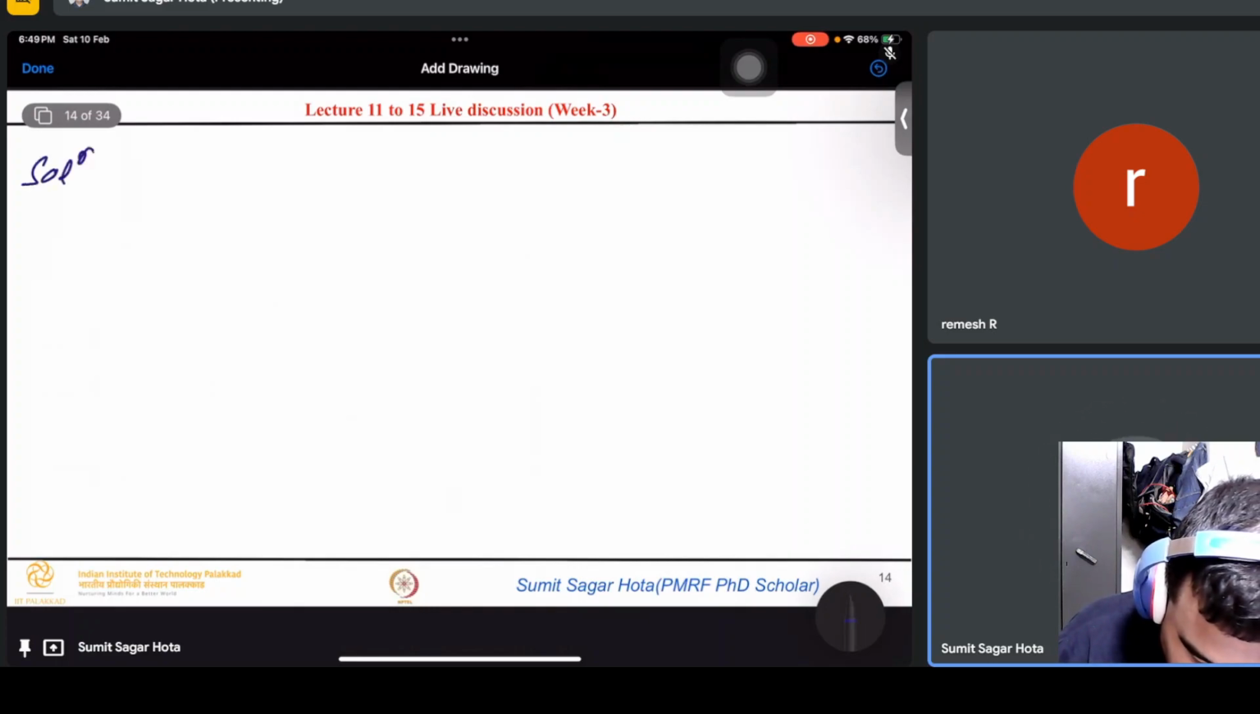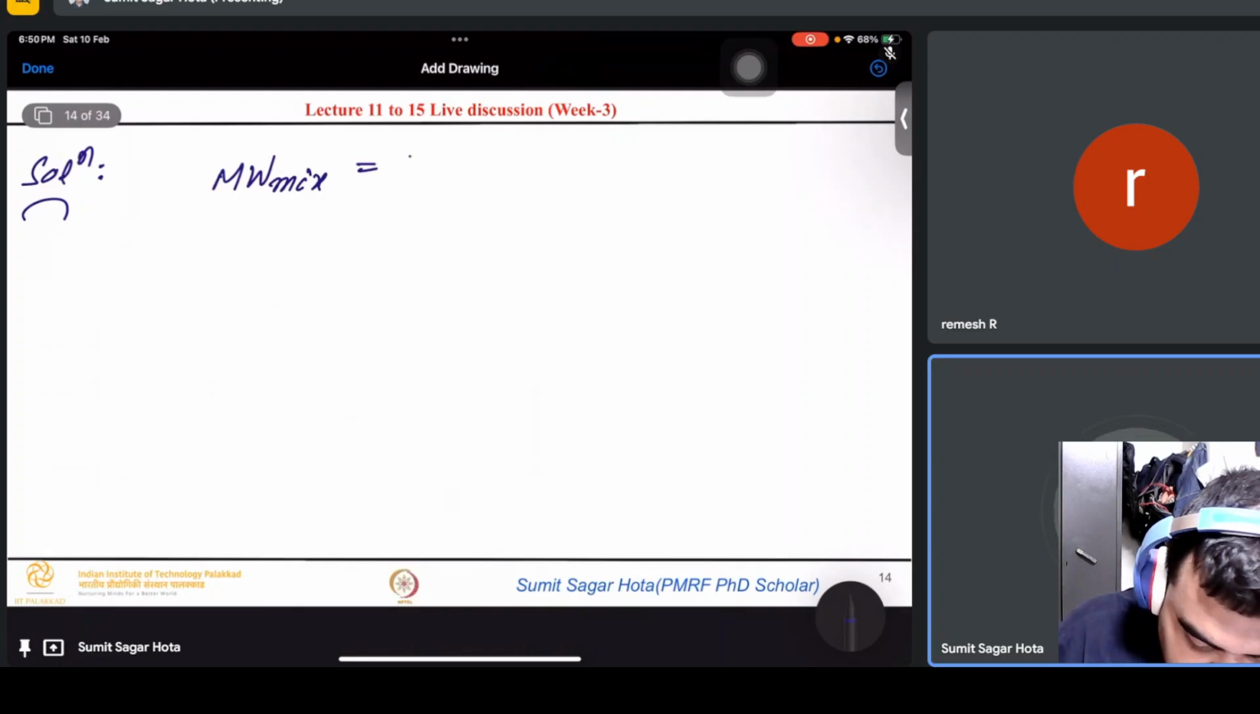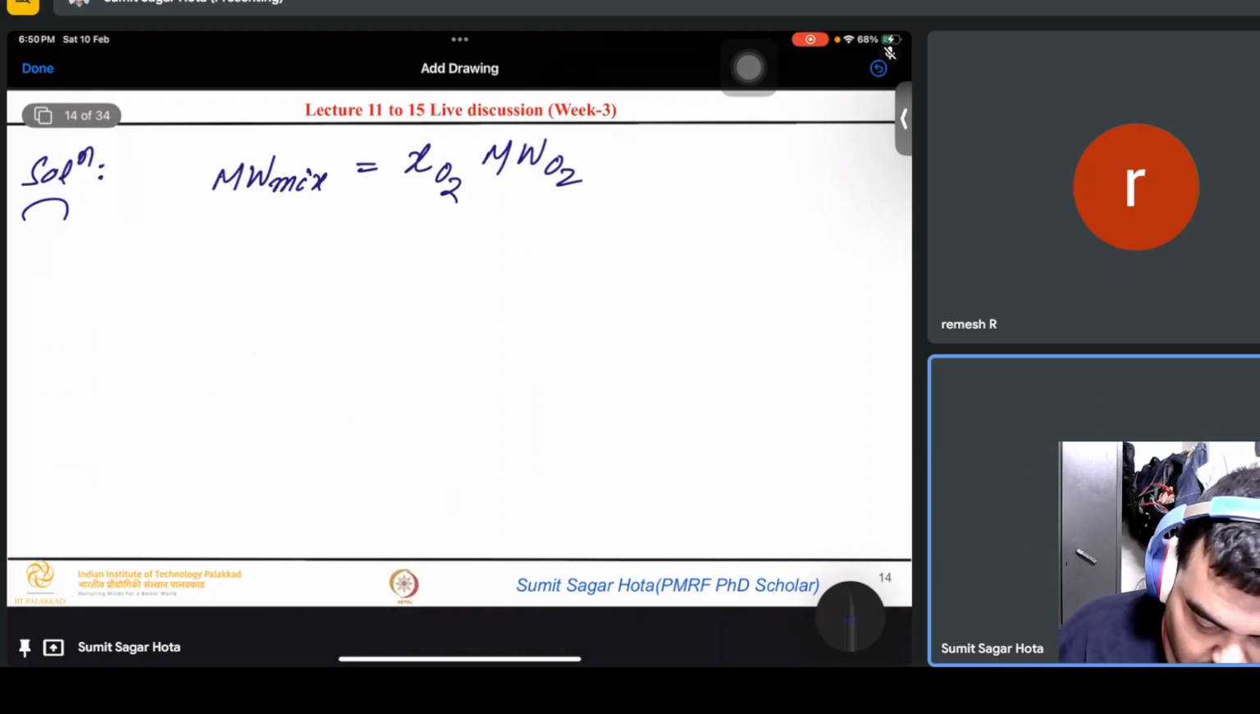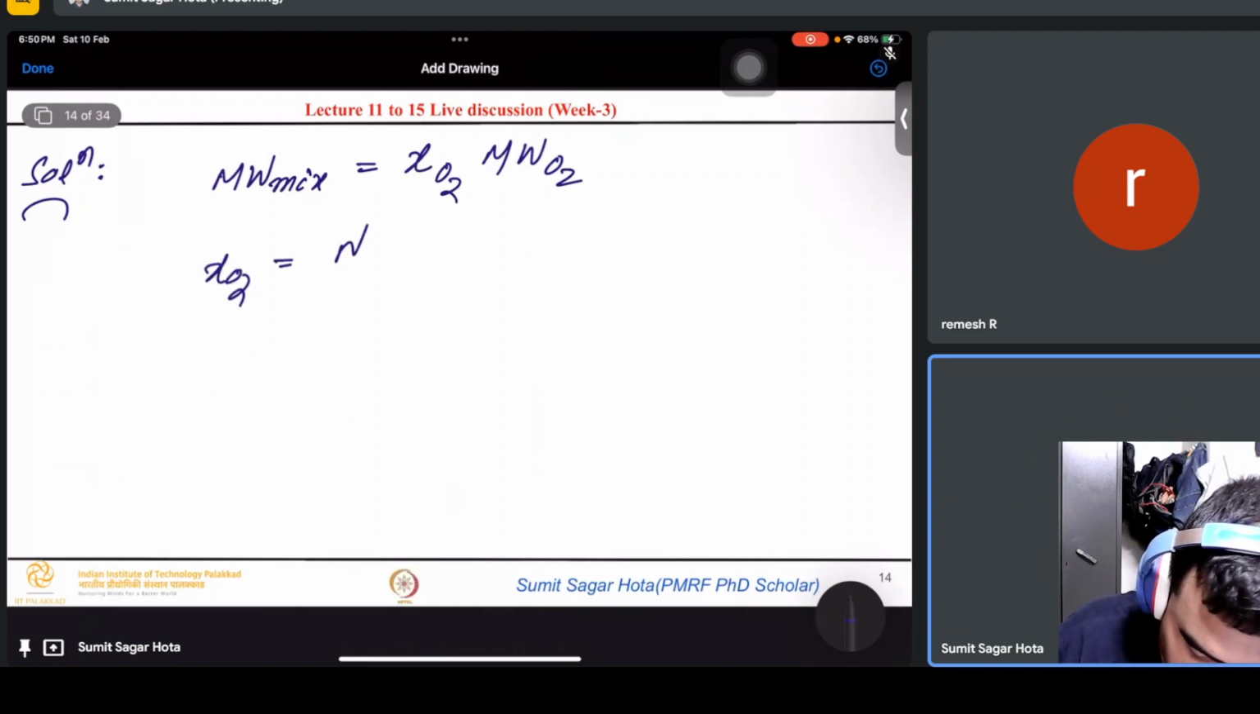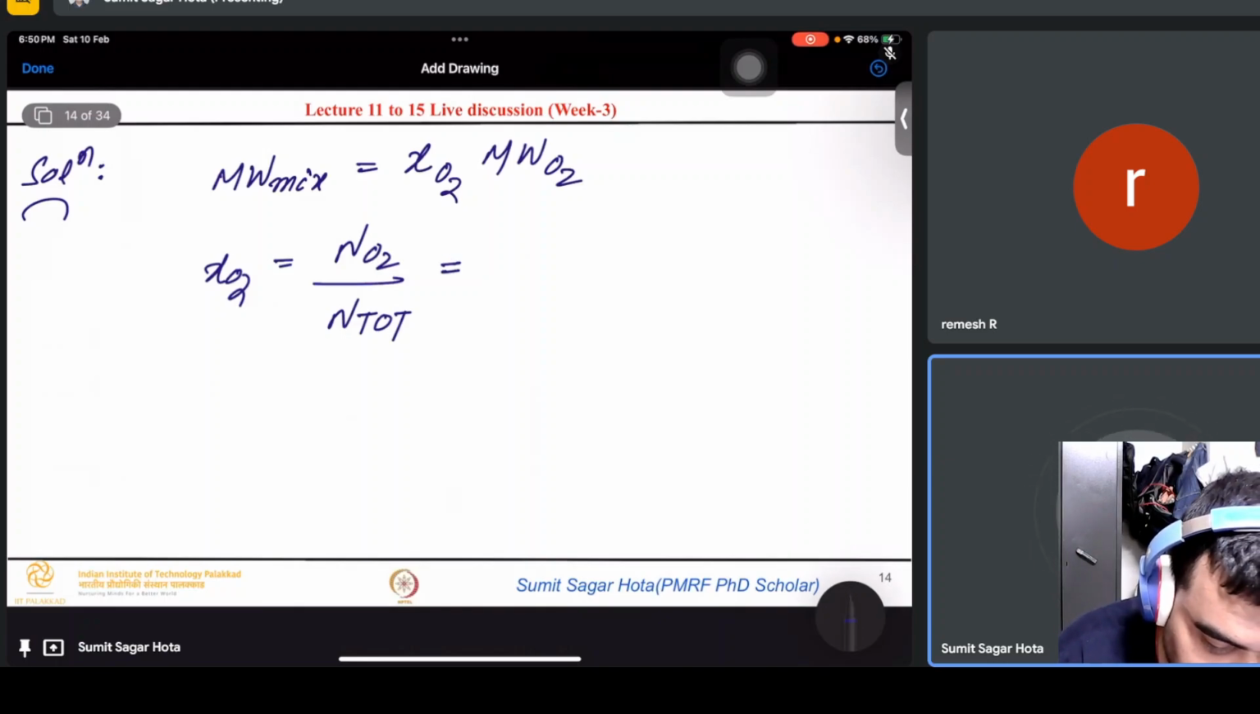Just go to our solution part. Formula: the molecular weight of the mixture equals x of O2. I say x, you can call it chi or x, whatever. I call it x for my convenience; the actual notation will be chi, as in the chi-square distribution studied in your probability and statistics. So adding x is not a very big deal. So x of O2 equals n of O2 by n of total. That means this is your molar fraction, which I think is already given.